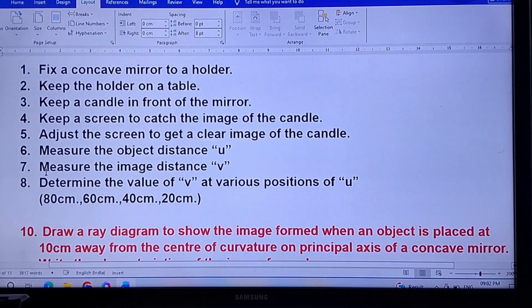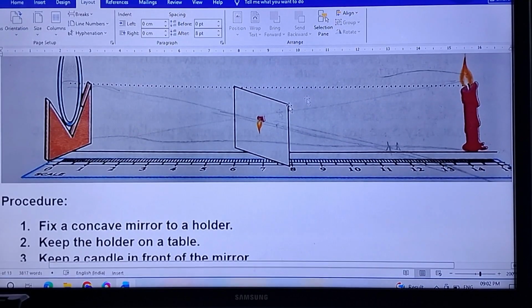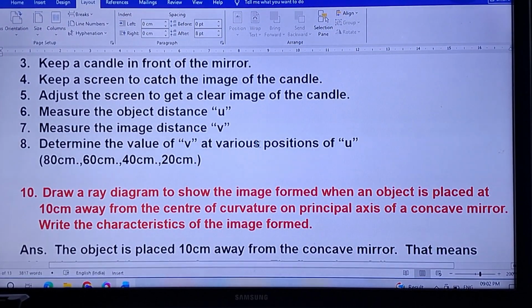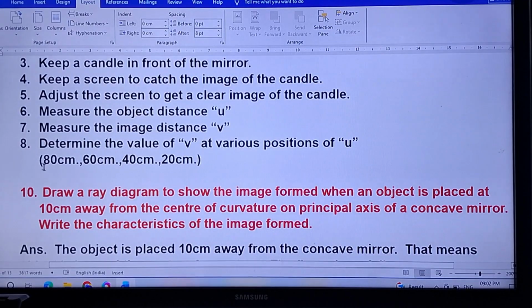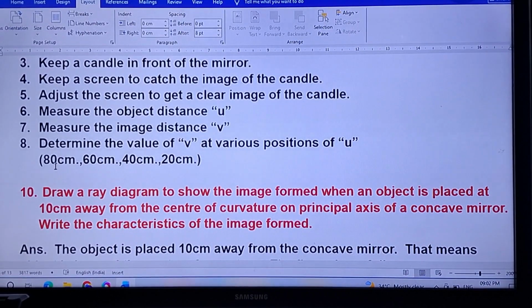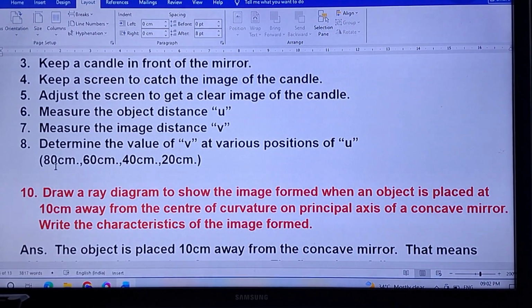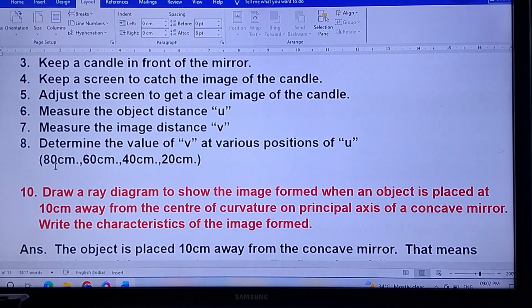Okay, measure the object distance and measure the image distance, meaning where you are getting a clear image. What is the object distance, what is the image distance? By using this scale you can measure, and in the same way you have to keep the object at various positions: 80 centimeters, 60 centimeters, 40 centimeters, 20 centimeters. At each position, when you adjust the screen, the place where we are getting the correct, crystal clear image, that is V distance, image distance. So like that you have to find out image distances.